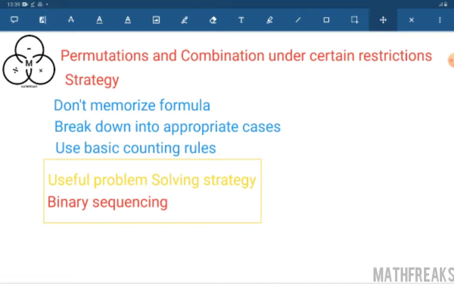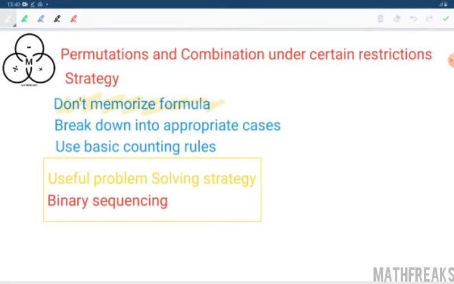First formula is, do not memorize formula. First funda: break down into appropriate cases. Use basic counting rules. Useful problem solving strategy: binary sequencing, or you can use stars and bars.